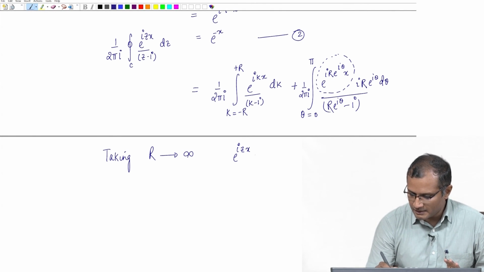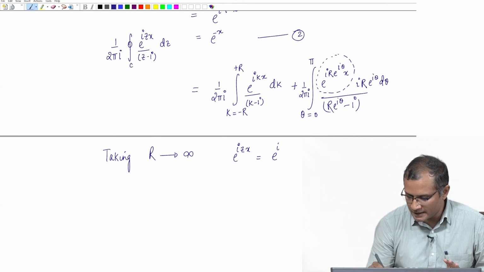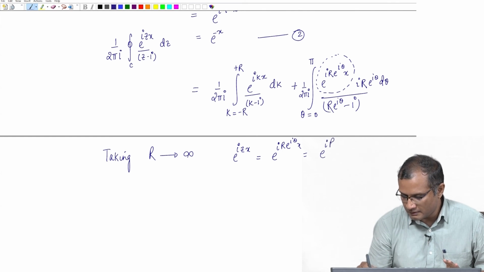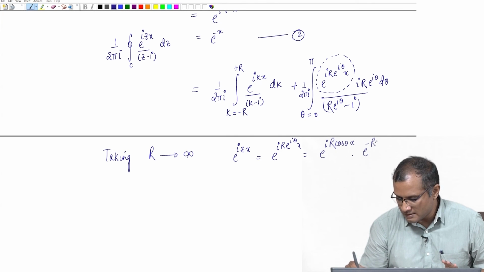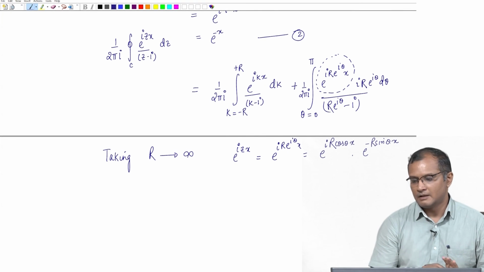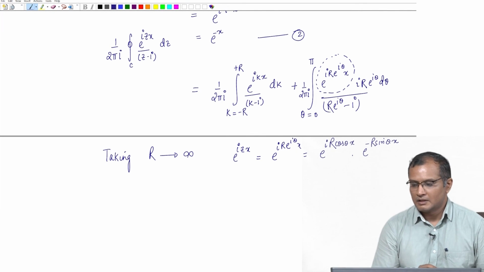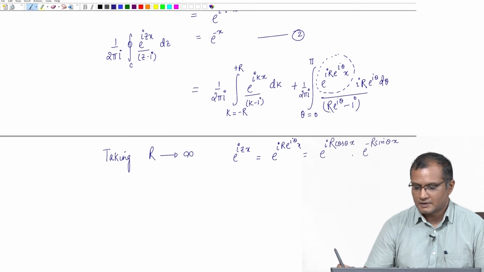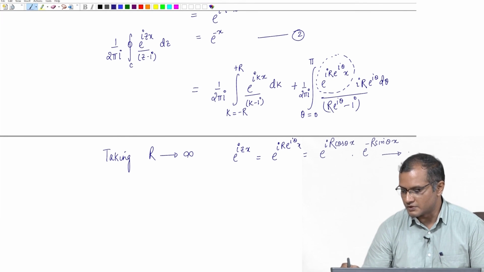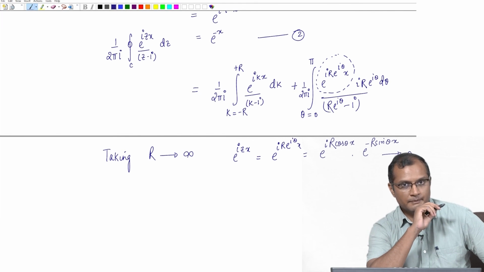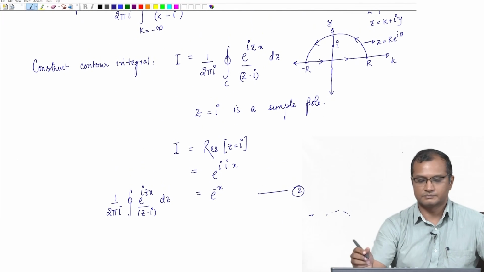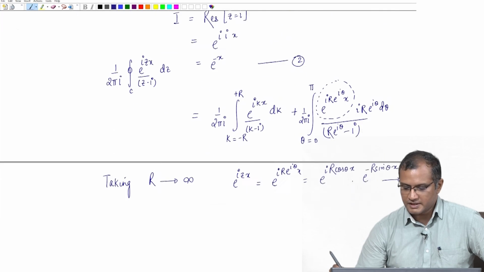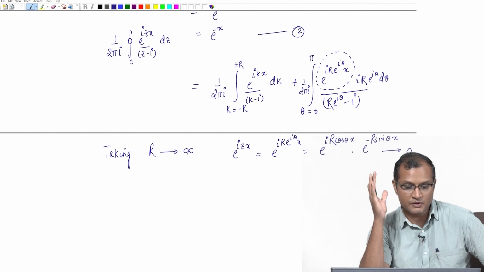is nothing but e to the power i R e raised to i theta x. This can be written as e to the i R cos theta x into e raised to minus R sin theta x. Now, as R goes to infinity, for positive x, this will go to 0, okay, because sin theta remains positive in the first and the second quadrant, right. So, this integral is well behaved, the residue still applies here, okay.